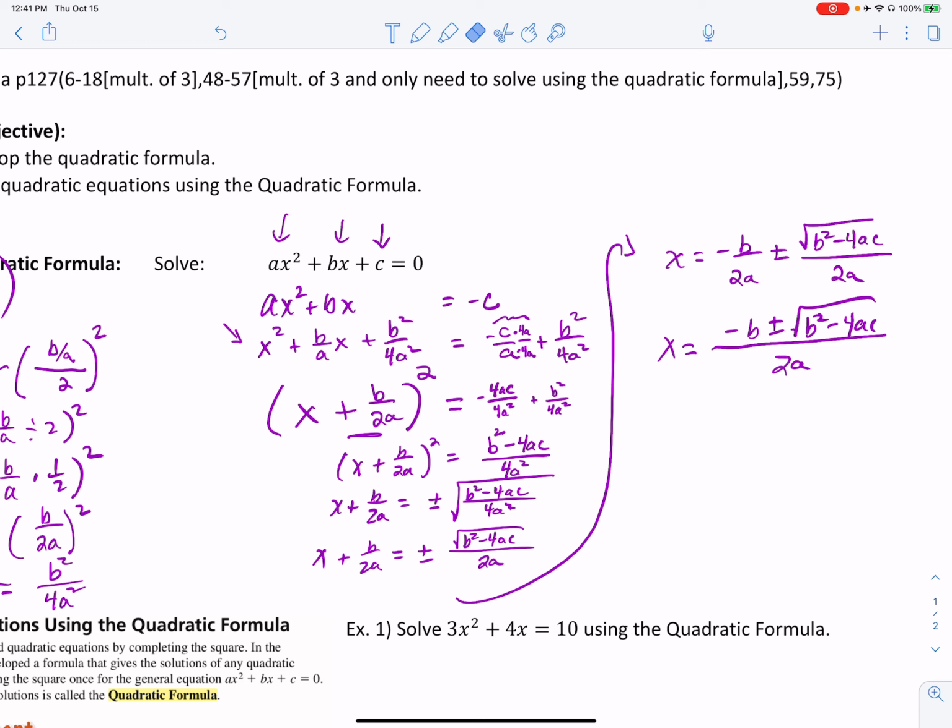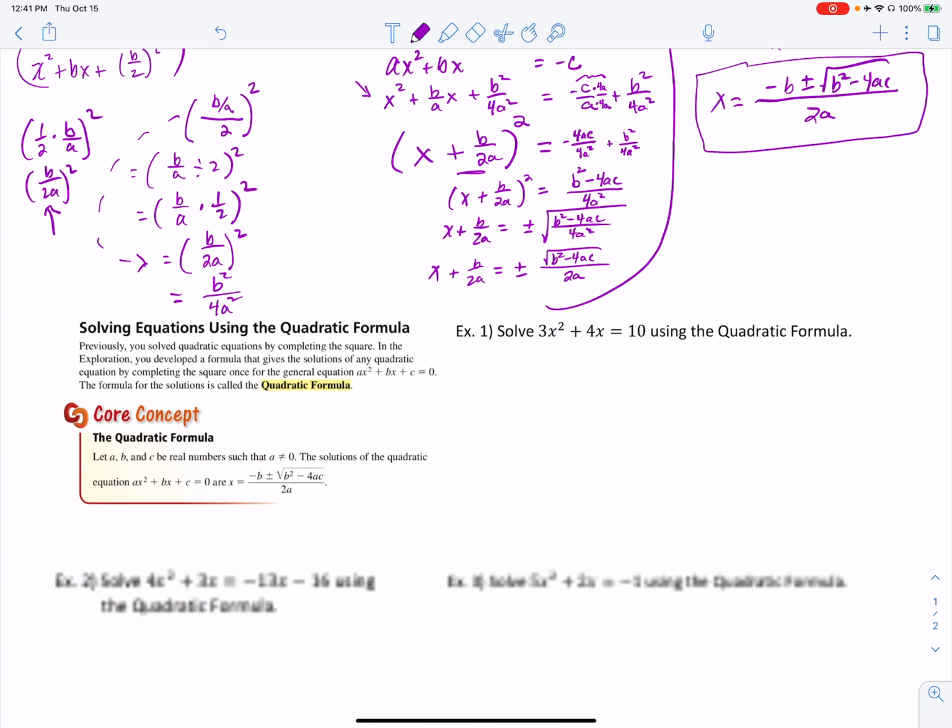So now we can go right to this formula directly and plug in the values of a, b, and c. You'll notice that that is the formula that they have right down here. If you have ax squared plus bx plus c equal to 0, the solutions of the quadratic equation is x equals a negative b plus or minus the square root of b squared minus 4ac all over 2a. So that's what we're going to do to solve.